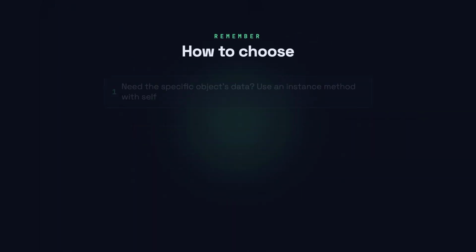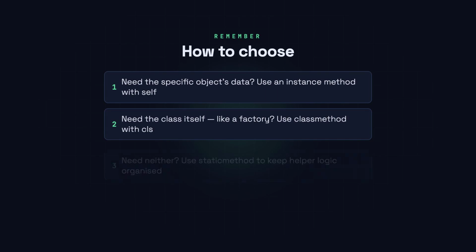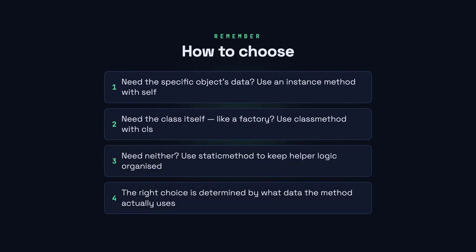The rule is simple. Let the data decide. If the method touches an object, use self. If it touches the class, use cls with classmethod. If it touches neither, a static method keeps things tidy without any hidden coupling.